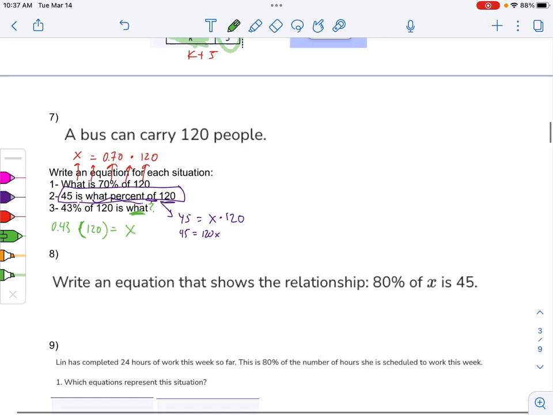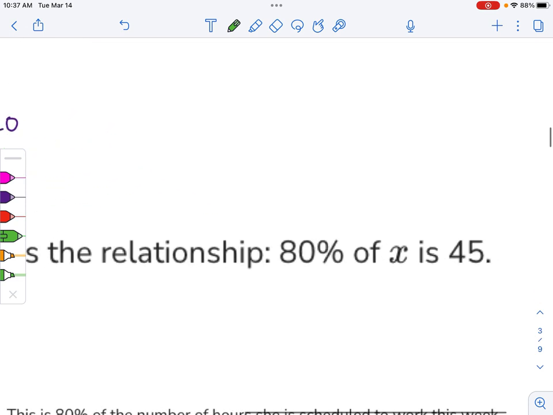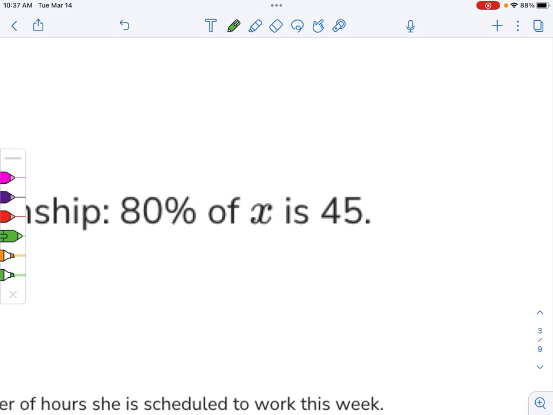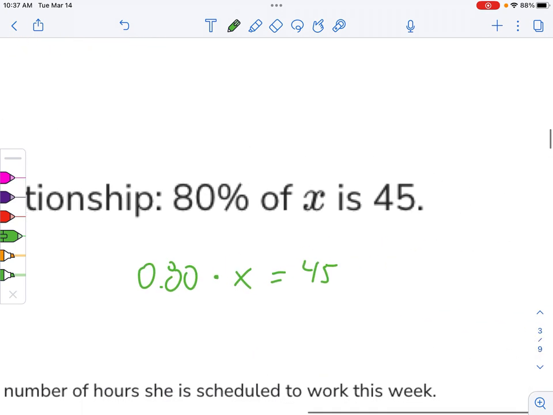In fact, let's practice it another time right here. We're going to literally take it. Okay, 80% of x is 45. So 80% of x is 45. Do I need to solve this one? Write an equation that shows the relationship.